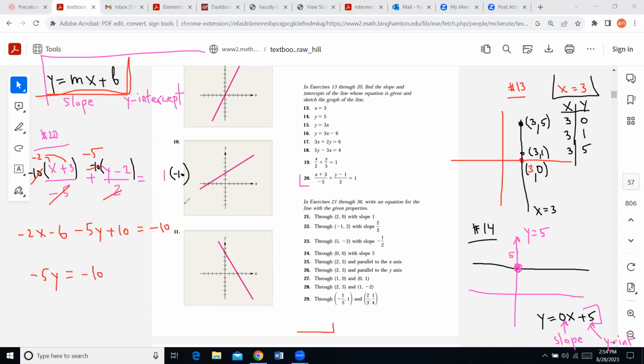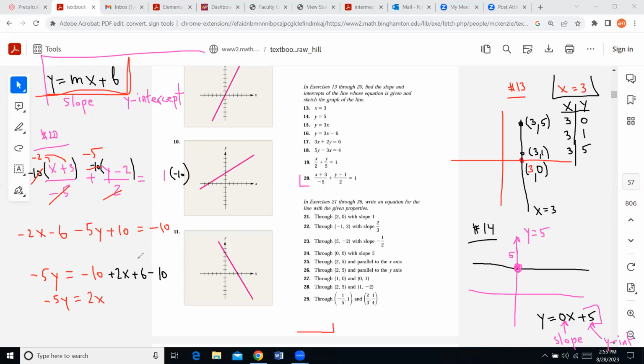So I keep -10 the way it is, and then I bring -2x as +2x to the right. I bring the -6 as +6 to the right. And then -5y will stay, so it's -10 that comes over. So this is what I'm going to get now. And then we have -5y, which is equal to 2x, and then there's a bunch of numbers.